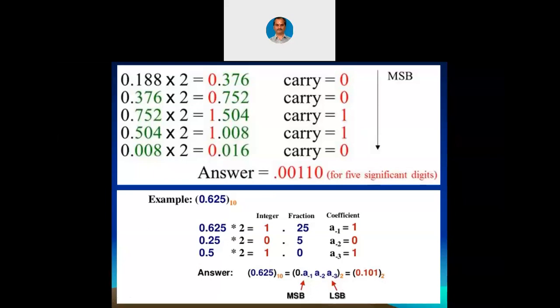Now, let me stop sharing this slide. I showed you this slide only to remind you about how we convert decimal fraction to binary fraction. Now, let me share the PDF.